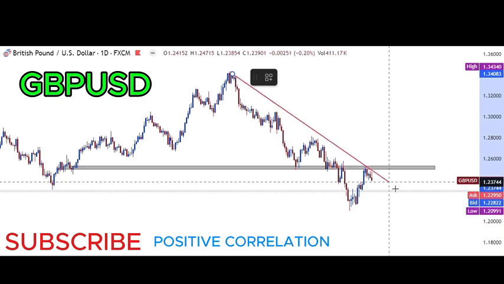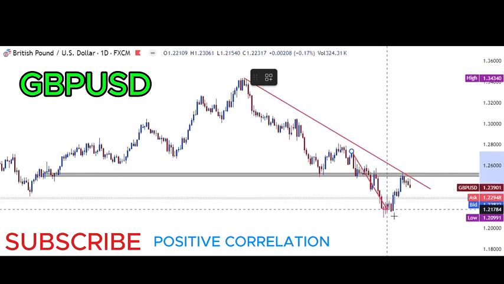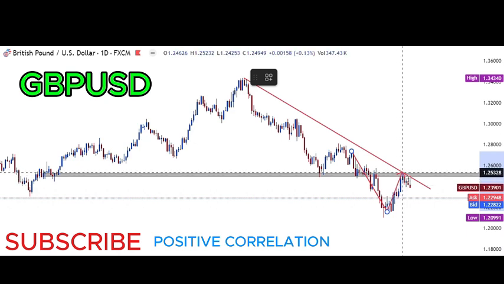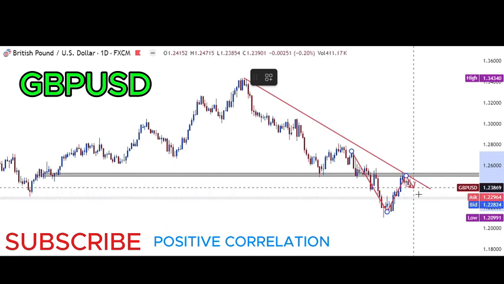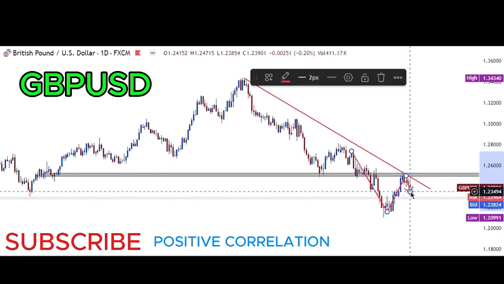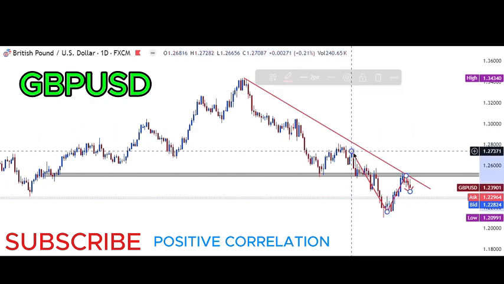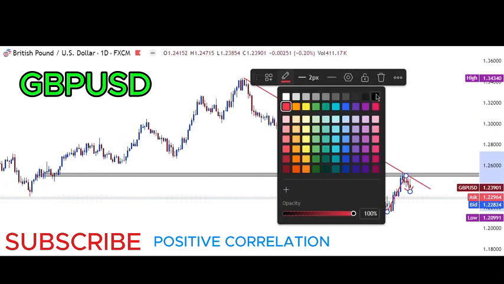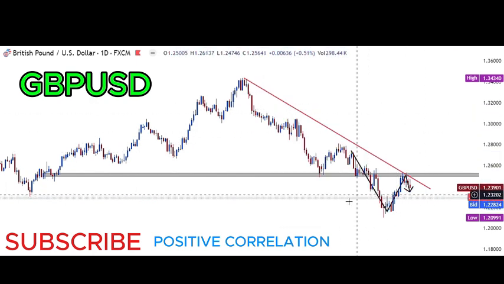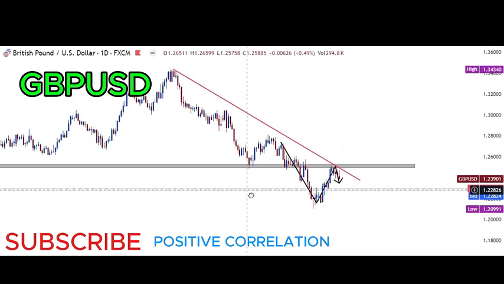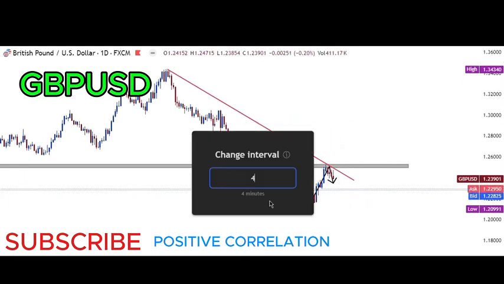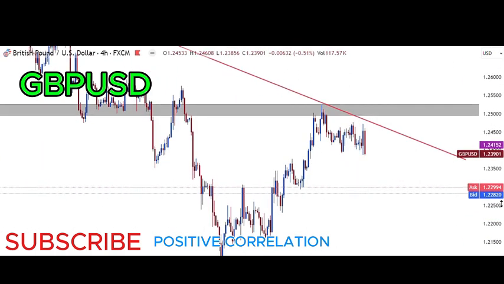The price has broken below this area, this support, and we can see there is a retest of that trend line and also the support level there, and the price is beginning to drop at that point. So when we go to a 4-hour time frame, it's really a sell.